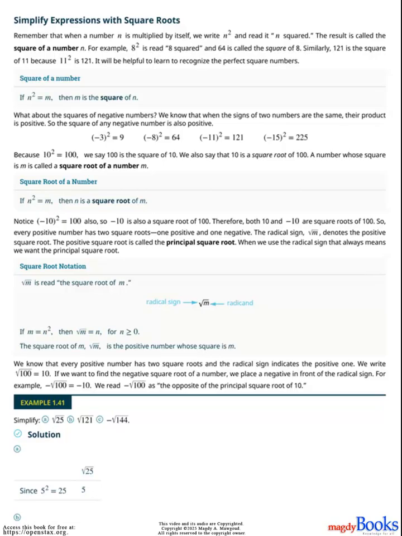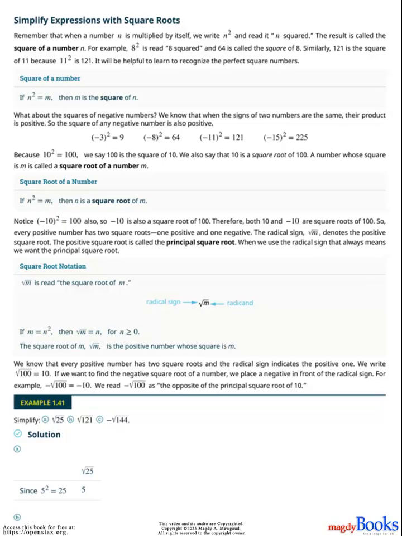It will be helpful to learn to recognize the perfect square numbers. A. Square of a number. If n squared equals m, then m is the square of n. What about the squares of negative numbers? We know that when the signs of two numbers are the same, their product is positive. So the square of any negative number is also positive.